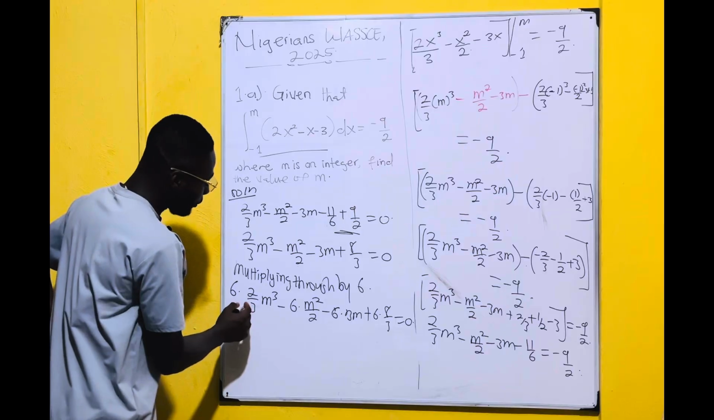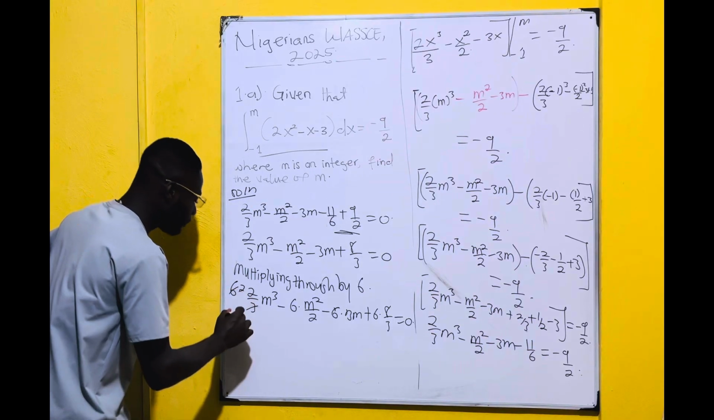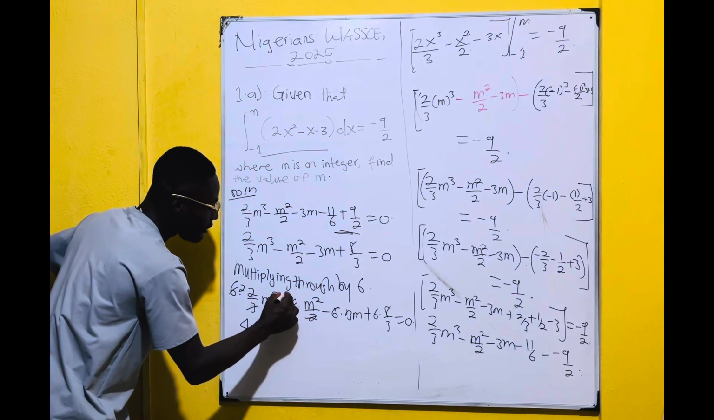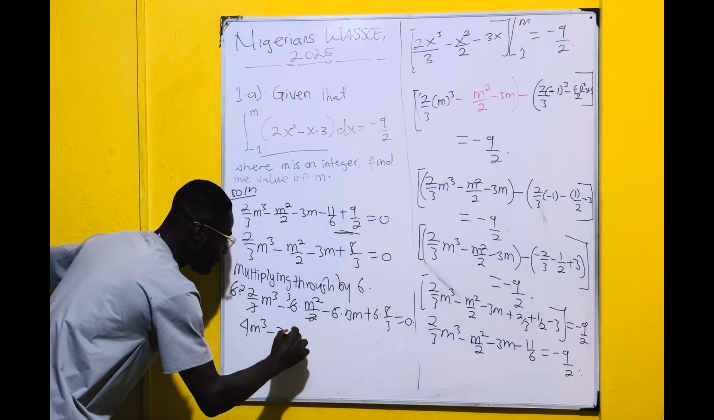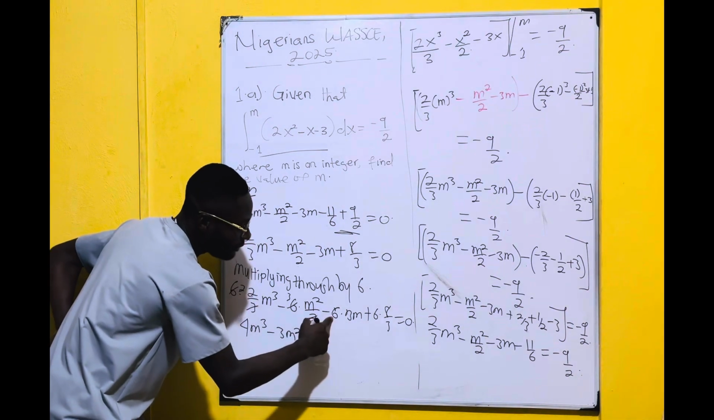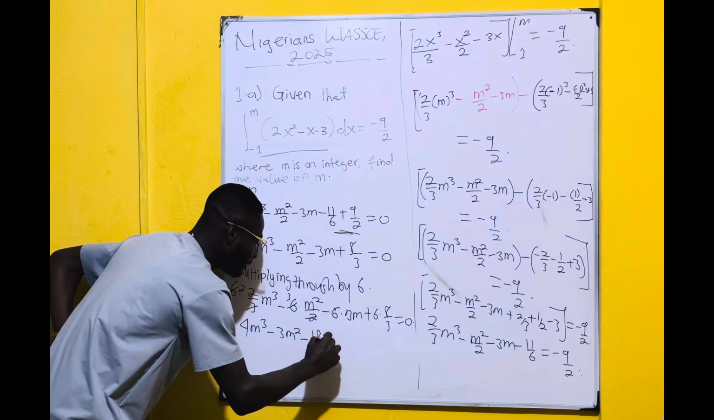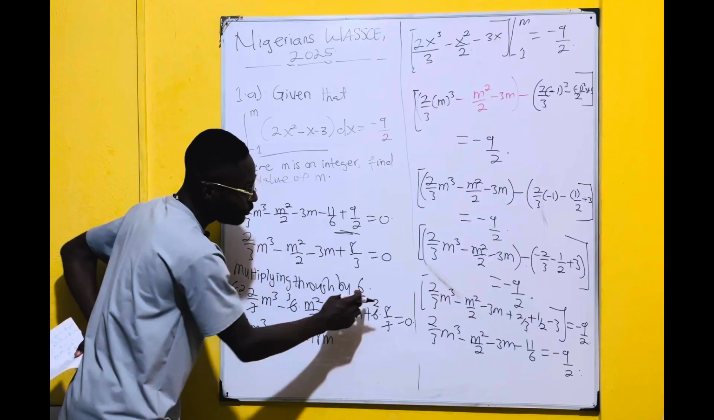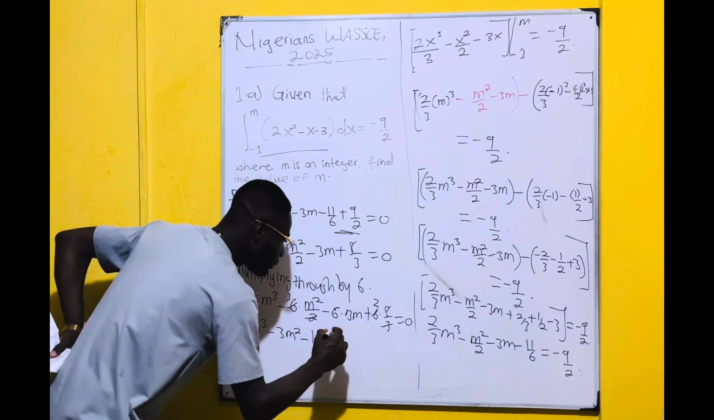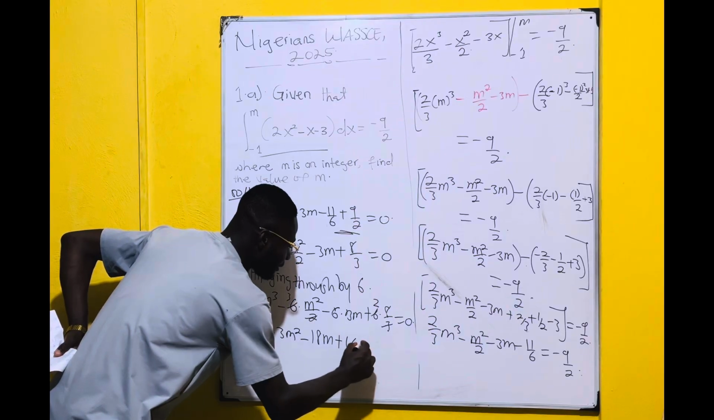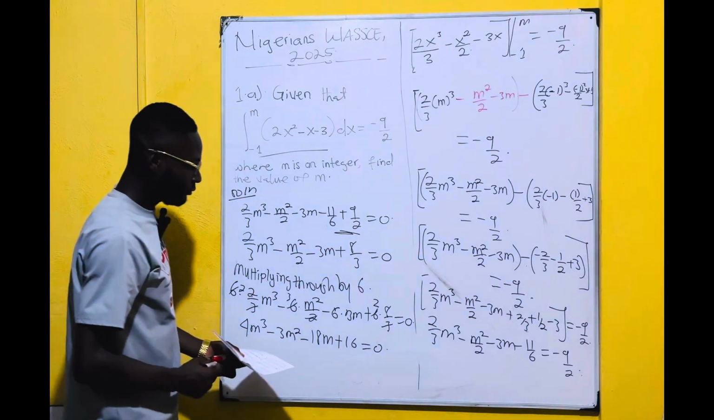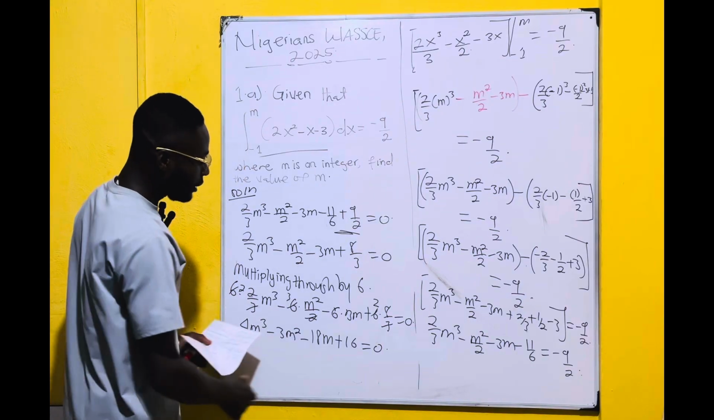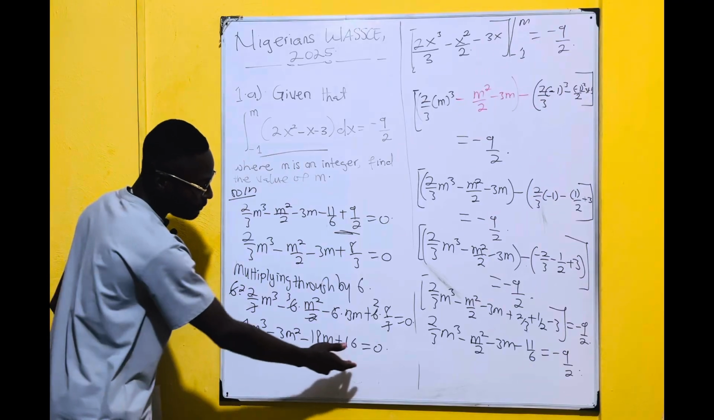Okay, so you can see that 3 will go into 6 2 times. So we have 2 times 2, 4m cubed. Then this will go here 3, right? So we have minus 3m squared minus 6 times 3, that is minus 18m. Then this will go here 2, right? 2 times 6, 2 times 8 is what? 16. So we have plus 16 equals 0. Right? So this is what we have. This is the expression that we have.